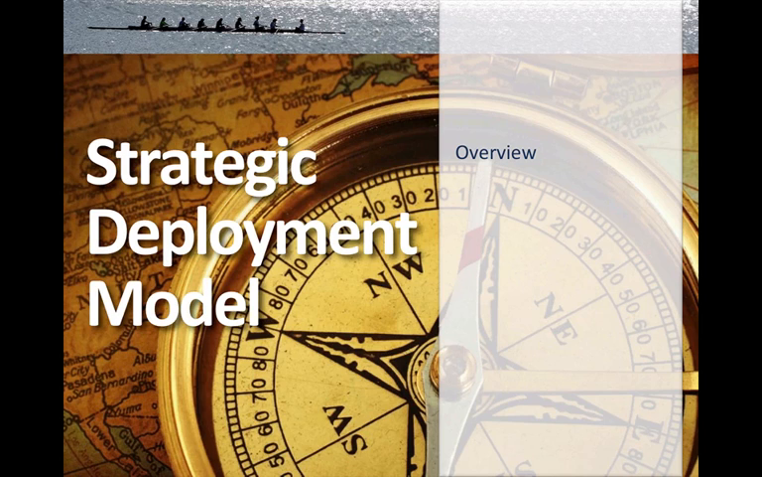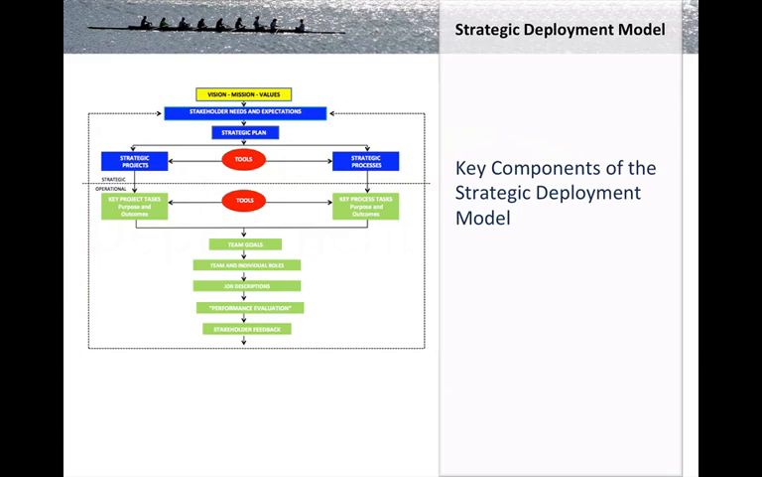Much like a compass is used to navigate the universe, the strategic deployment model can be used to navigate the world of transforming whole systems. The strategic deployment model consists of strategic and operational components that factor in the internal and external business environment while aligning resources to reach the desired outcomes, allowing for flexibility and adaptability throughout the entire process.